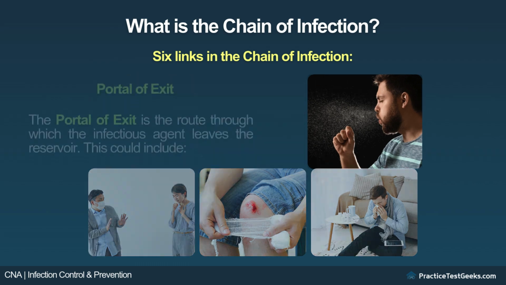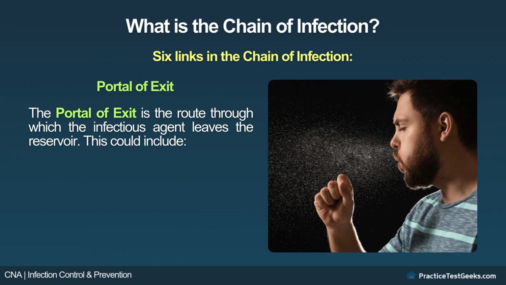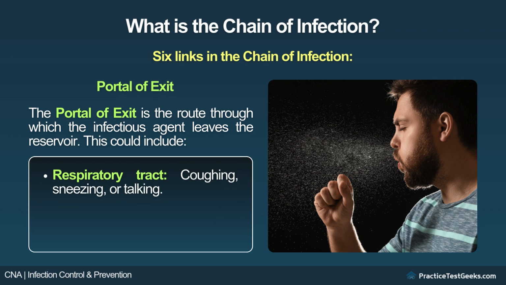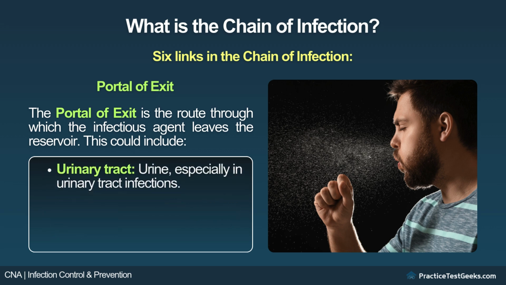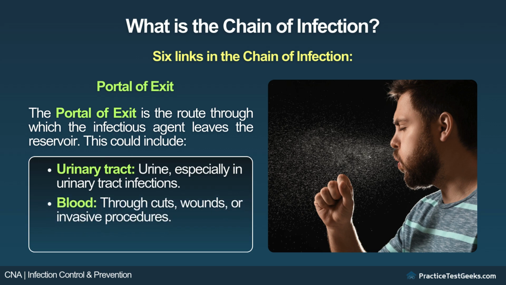The third link in the chain is the portal of exit. The portal of exit is the route through which the infectious agent leaves the reservoir. This could include respiratory tract, coughing, sneezing, or talking; gastrointestinal tract, vomiting or diarrhea; urinary tract, urine, especially in urinary tract infections; blood, through cuts, wounds, or invasive procedures; skin, open wounds or rashes.